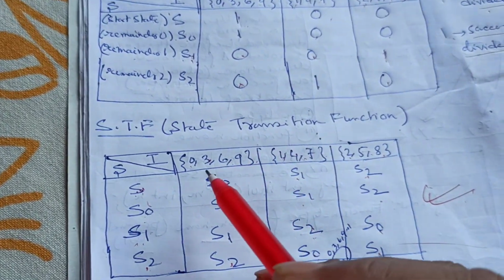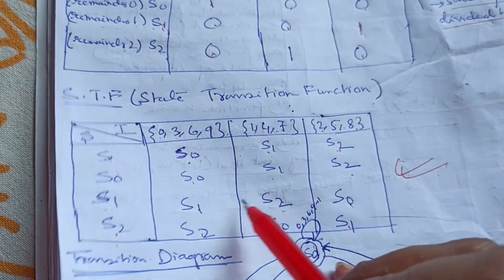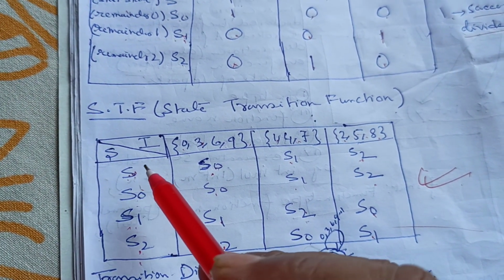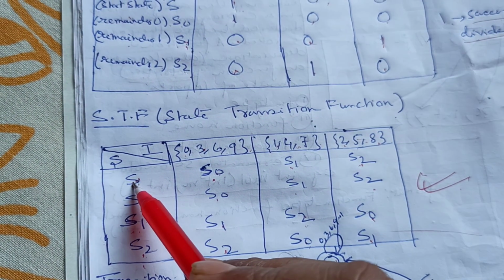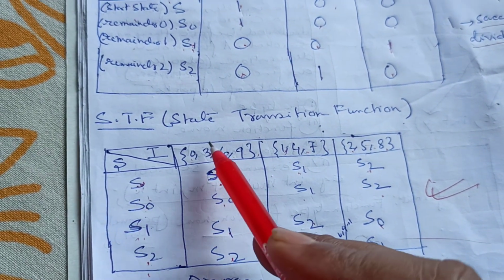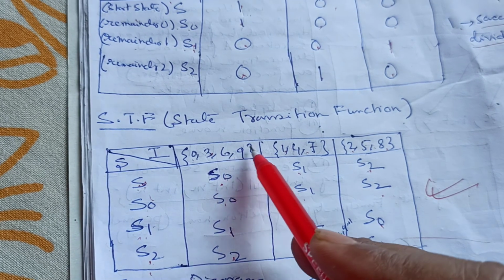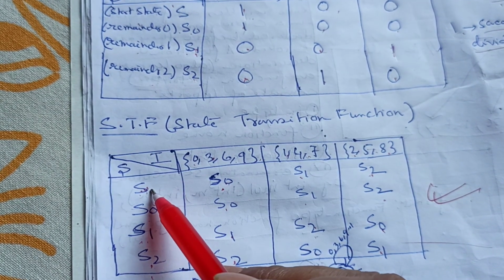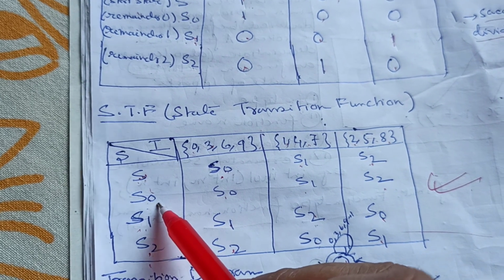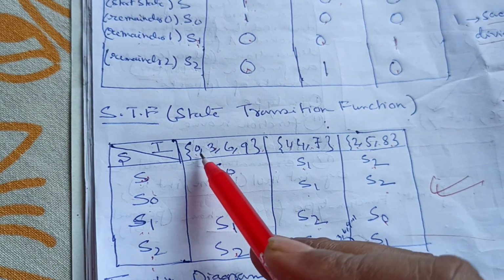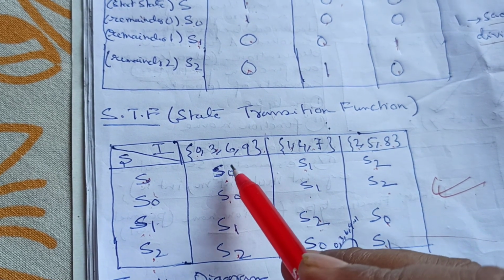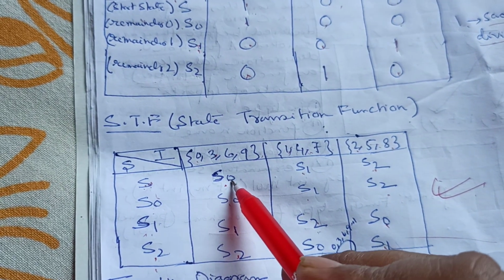Now we are going to the STF, that is the state transition function. Okay, state. Now since we are in state S, which means the starting state, we are getting 0, 3, 6, 9. Starting state S or starting state S0 is the same, that is remainder is 0. So if you get 0, 3, 6, 9, it is divisible by 3, so it should go to S0.